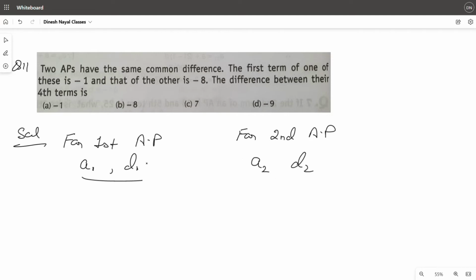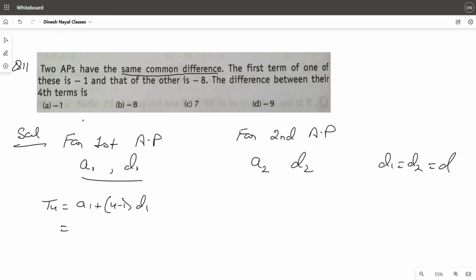Now see, these two APs have the same common difference. So same common difference means D1 equals D2. We can take this as D. Now we have to find their fourth term because we have to find the difference. So T4 will be A1 plus n minus 1, in this case 4 minus 1, into D1.